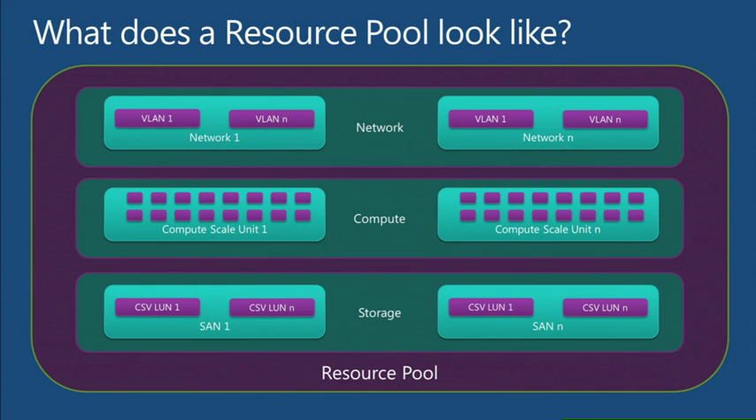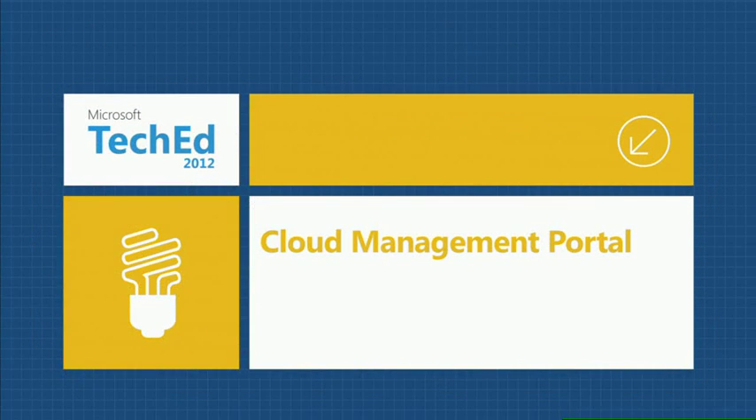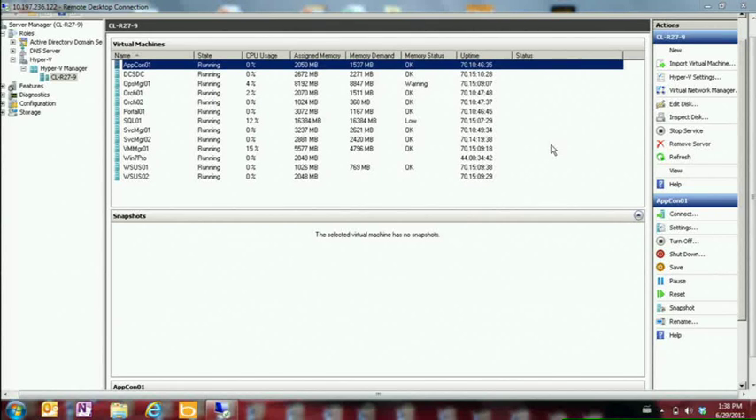We make a combination of network settings, compute power, storage. We combine them, we have them in different locations, we have different resource pools for different reasons, for different SLAs. That's what we call the fabric management. So now, enough of the theoretical part. I'm going to show the solution and the cloud management portal.